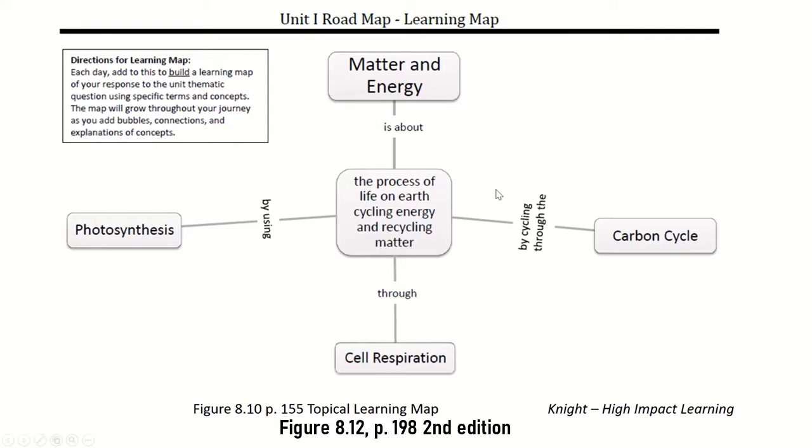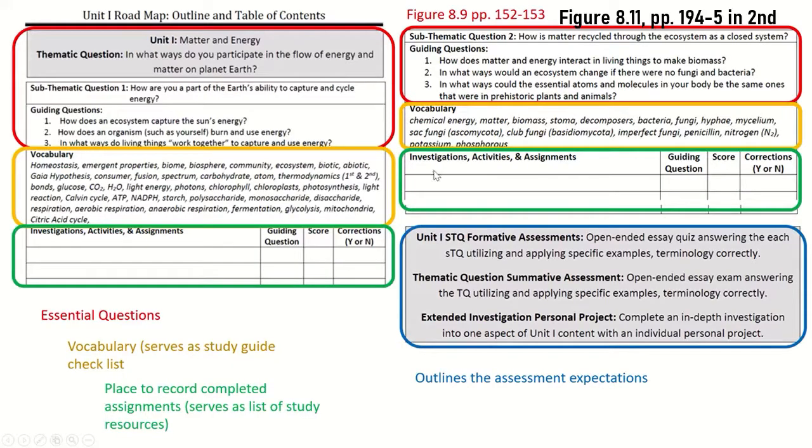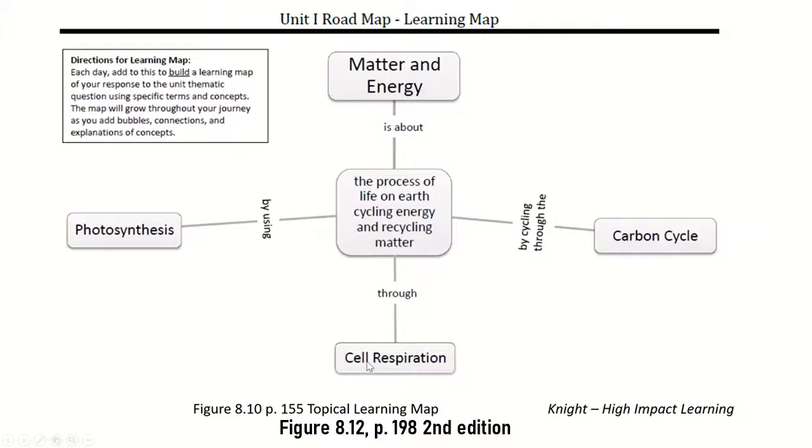So I really like this learning map. This is a learning map designed by Jim Knight in his book High Impact Learning. And I use this with students to have them track the unit. And you can almost read this. So matter and energy is about the process of life on a recycling energy and recycling matter by using photosynthesis through cell respiration, by cycling through the carbon cycle. And so you'll notice here that what I did is I took the content described in the guiding questions, and then I looked for the key things, and I pulled out 3 key things: photosynthesis, cell respiration, and the carbon cycle.